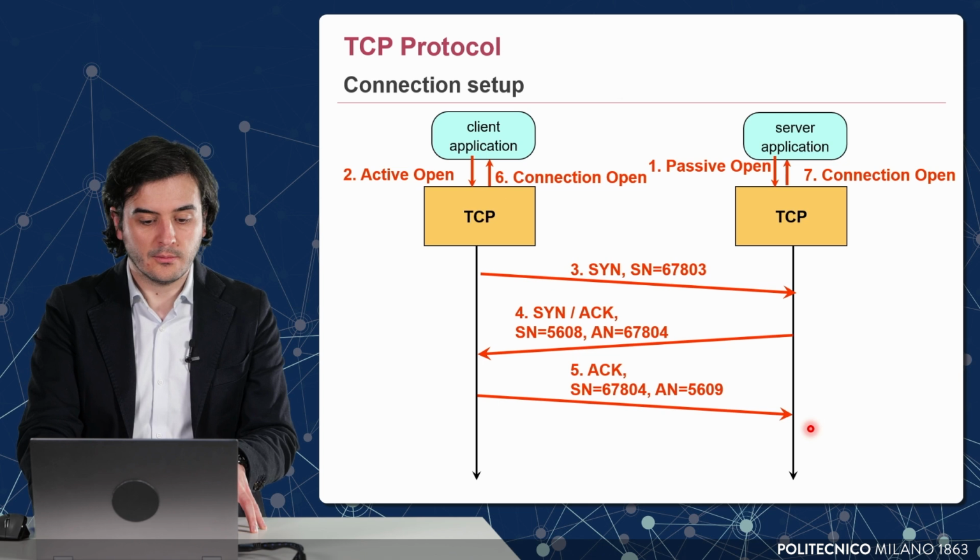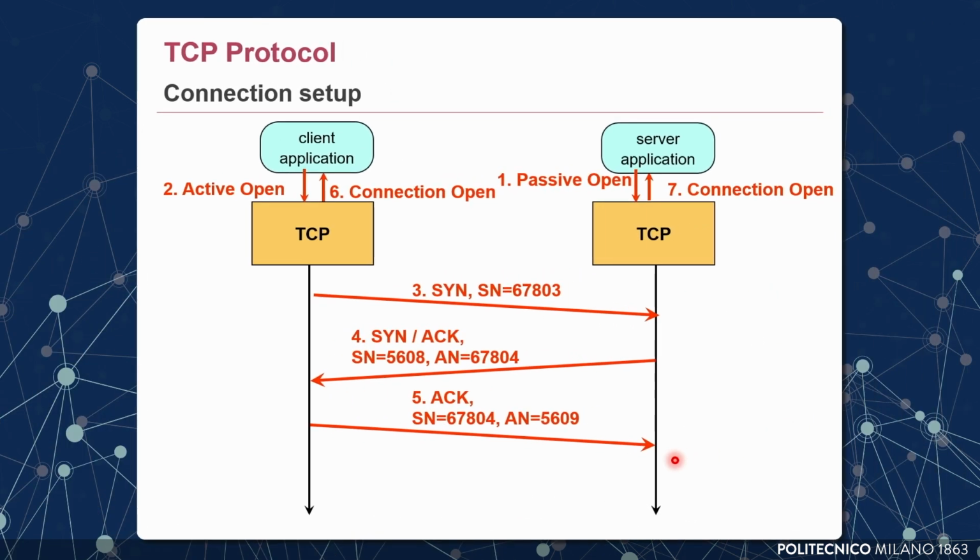Now, here we see all of the steps together. From the passive open to the active open, to the synchronization message, to the synchronization acknowledgement message, up to the acknowledgement message sent from the client to the server. In fact, this exchange of messages is known as three-way handshaking. It's called three-way handshaking because three messages need to be exchanged between the client side and the server side.